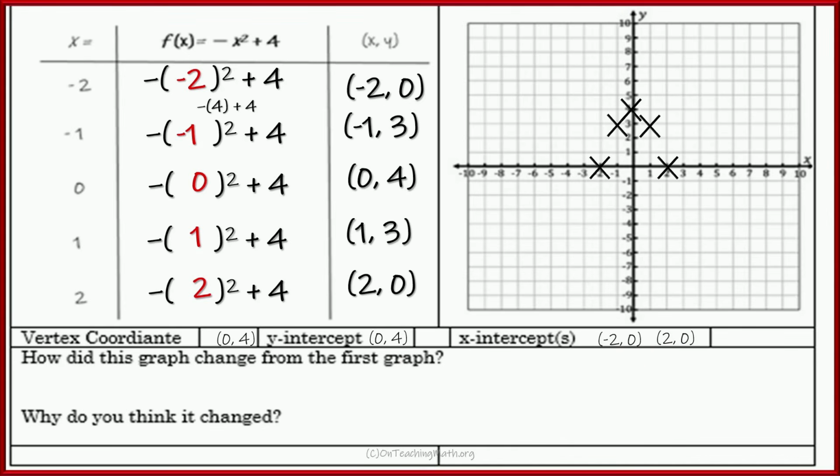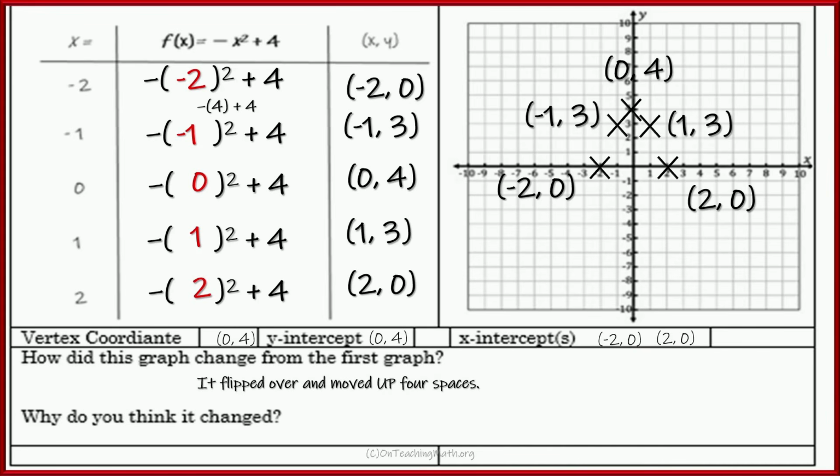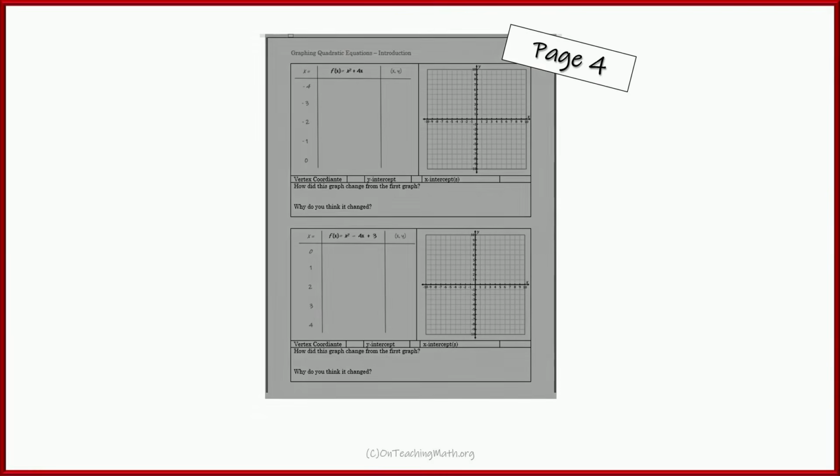So how's this one different from the last? Well, it's flipped over. And it's also been moved up 4 spaces from the very first one anyway. And the reason for that is because of the negative 1. The leading coefficient is negative 1. That means it's going to go down. Cool. Now, let's go ahead and do page 4 now, shall we?